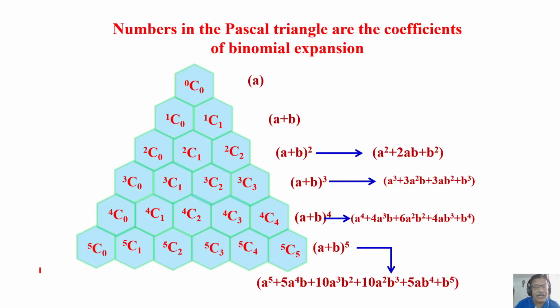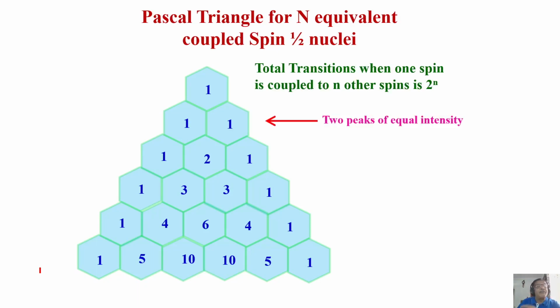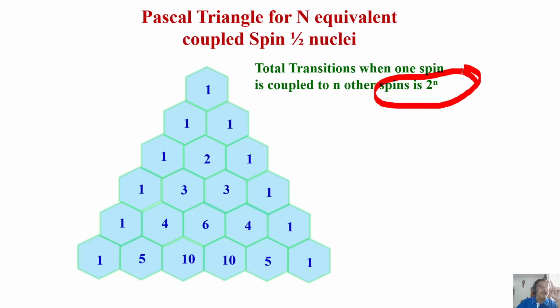So what I showed in the previous slide was simply addition, adding two numbers above. But mathematically, it is the coefficient of binomial expansion. Please remember that. Now let us understand more as far as the n number is concerned. When Pascal triangle for n equivalent coupled spins are present, how many transitions should you get? Whatever you do, when one spin is coupled to n other spins, you must get 2 to the power of n transitions. Remember, this is what we understood when we understood the family tree approach.